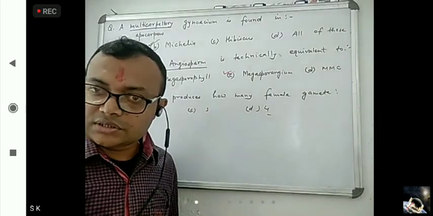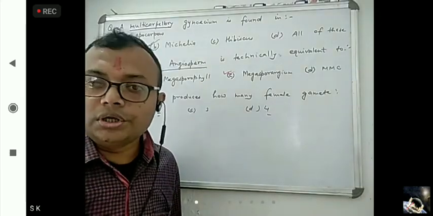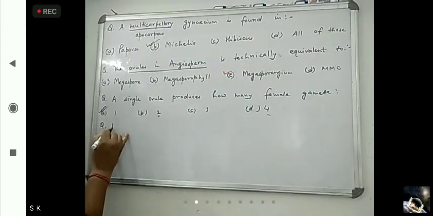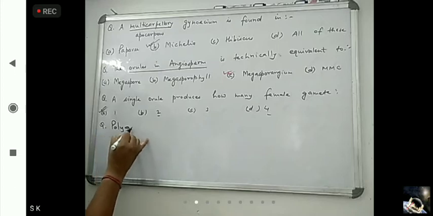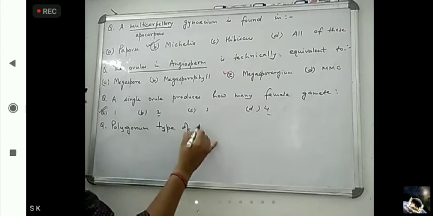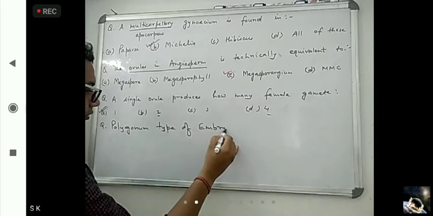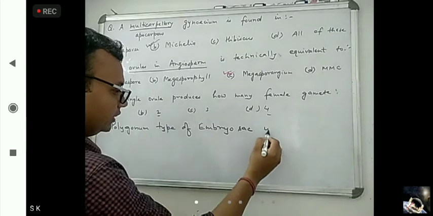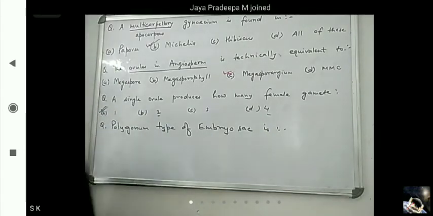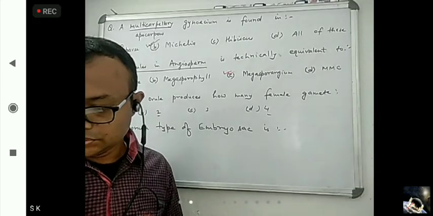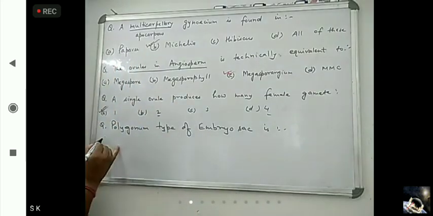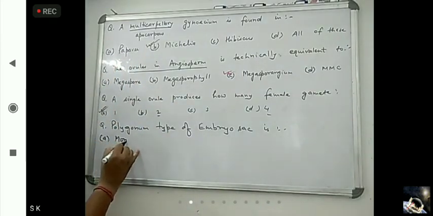Next question is there. Polygonum type of embryo sac is what? So tell me. Right, so that is monosporic. So one is monosporic, answer is there.